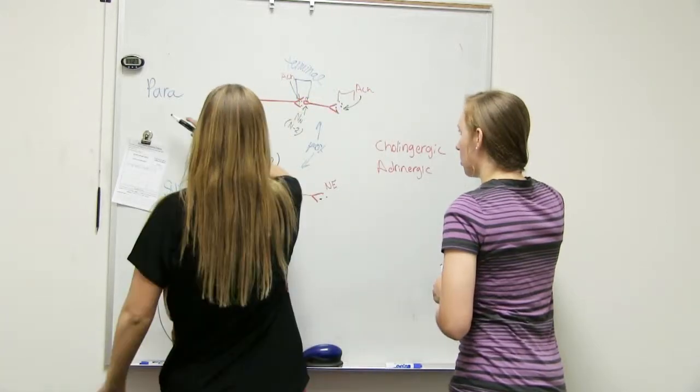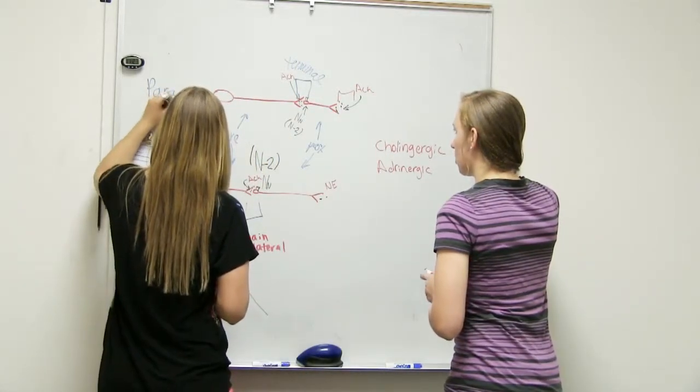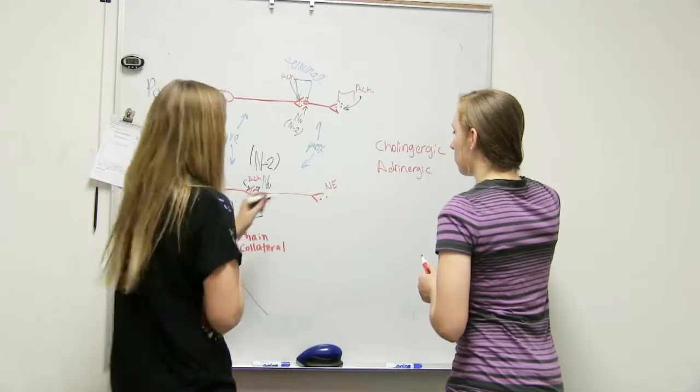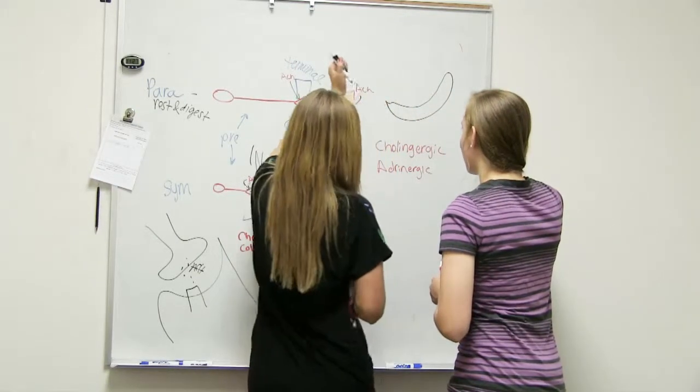So what would be a good organ to draw for parasympathetic? If it's rest and digest, the heart or the stomach. So let's draw the stomach. There's my banana-shaped stomach. Perfect.